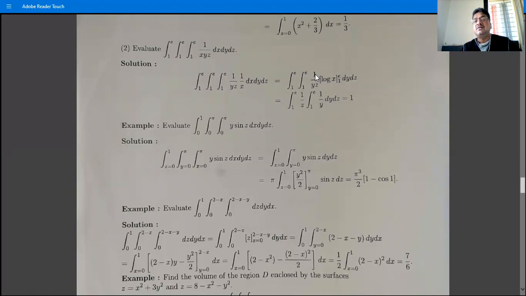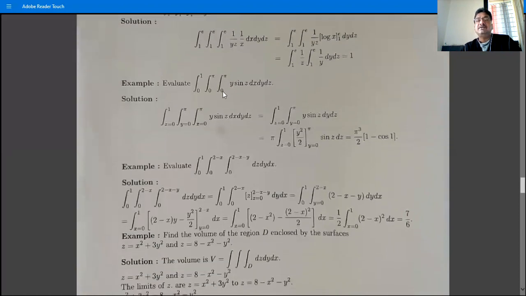And then 1 by z is constant, and the integration of 1 by y is log y from 1 to e, and then it is log e minus log 1, the answer is 1. And then for 1 by z, again integration is log z, and limit from 1 to e is log e minus log 1, and log e is 1, log 1 is 0, so answer is 1.